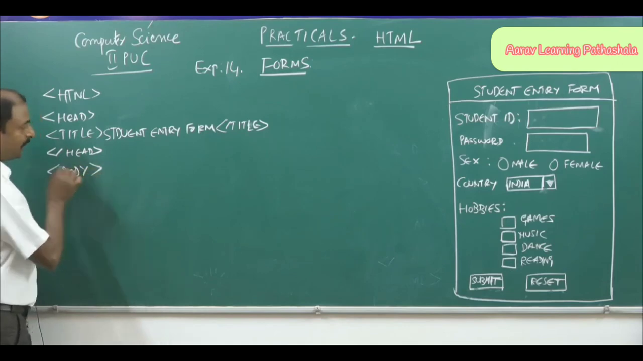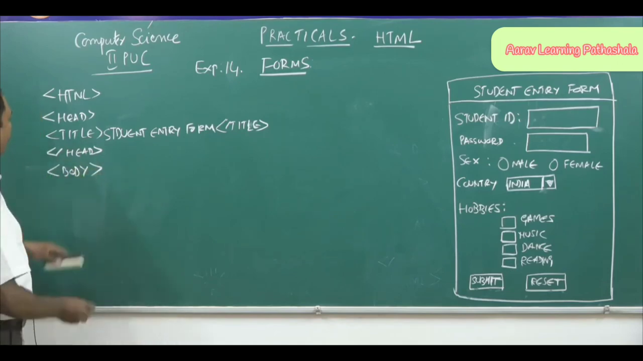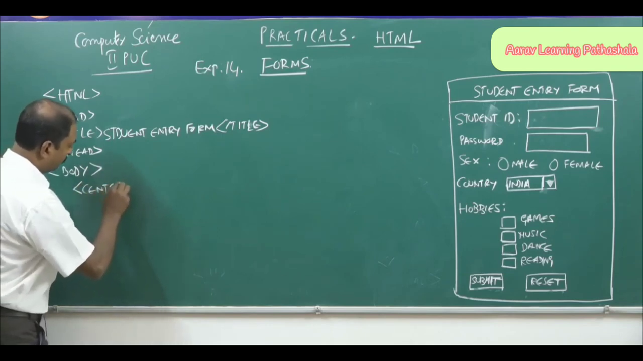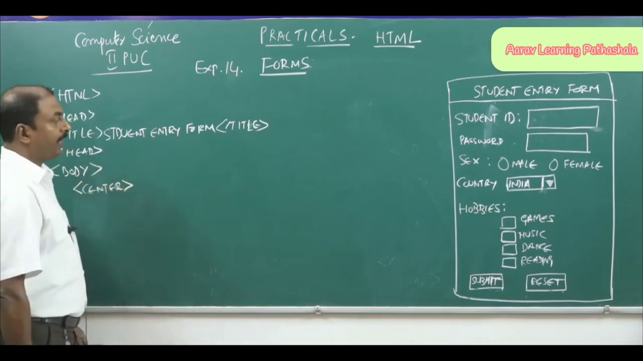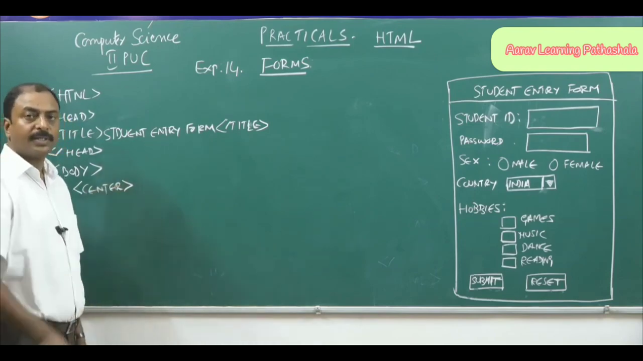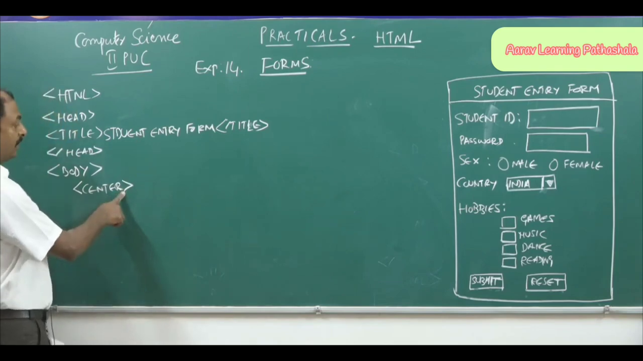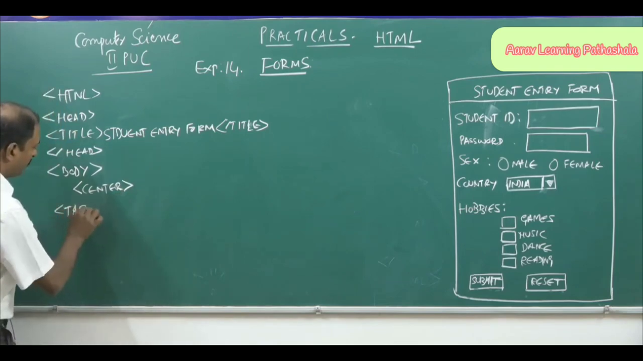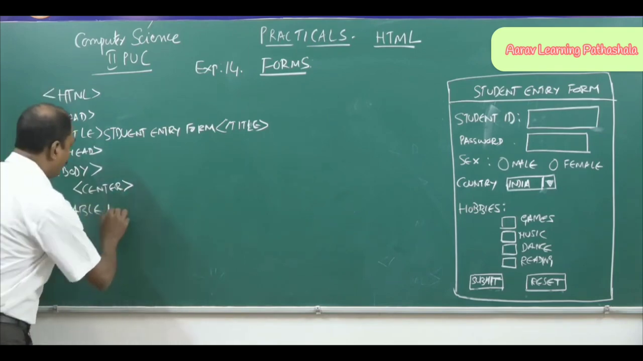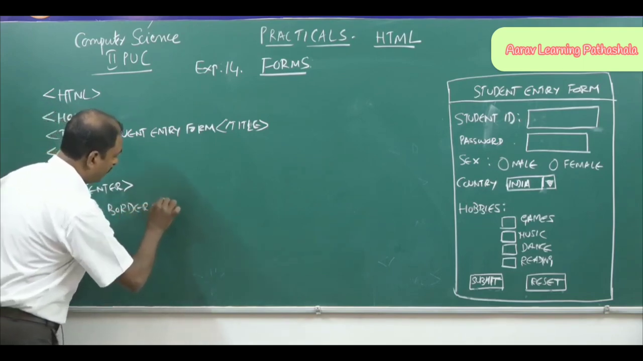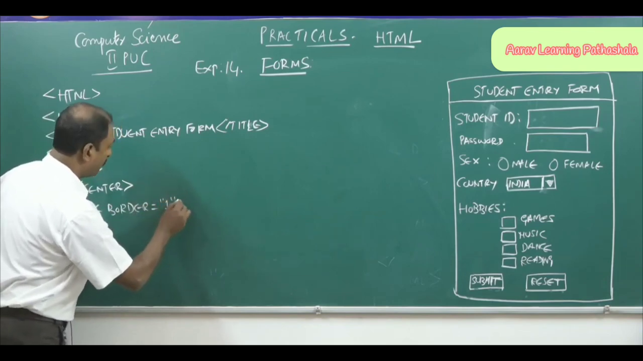In this body tag I'll make use of center, because I would like to display the entire output at the center of the web browser window. So I have to make use of the center tag here. Then table, with one attribute, border, and I can give the value as 1, and close this table.